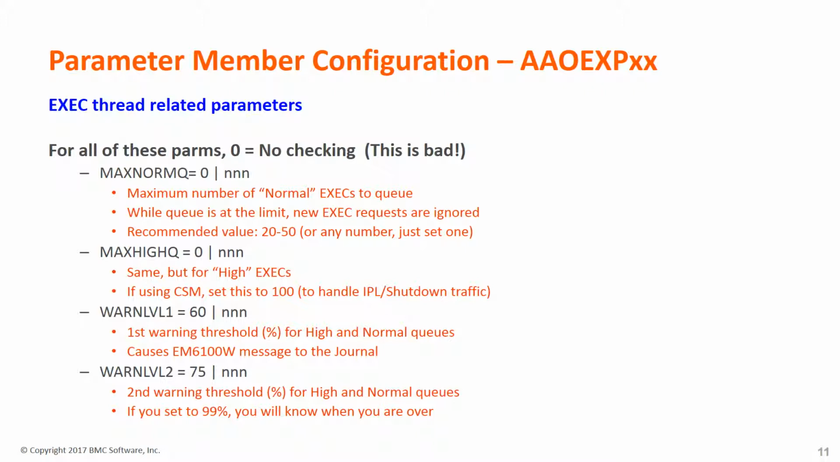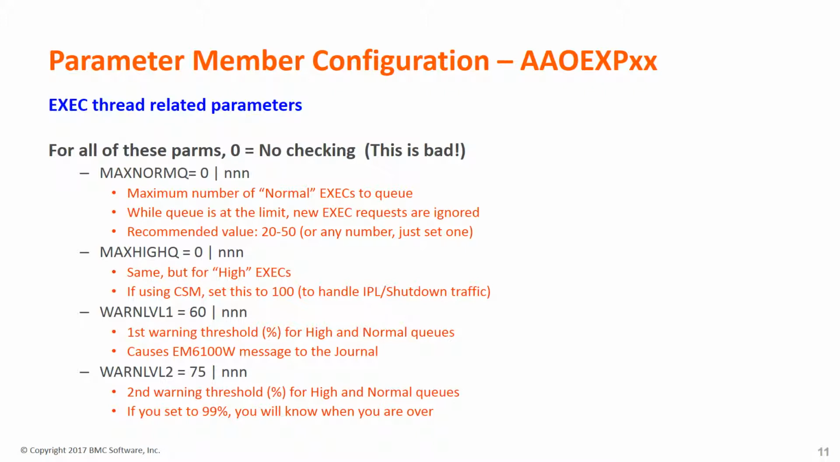The second is max high queue. Again, its default value is 0, which says there's no checking. Set it to some value. If you're using CSM to manage your IPLs, you probably want to set this to 100 to allow for a lot of queuing while things are trying to start up or shut down.